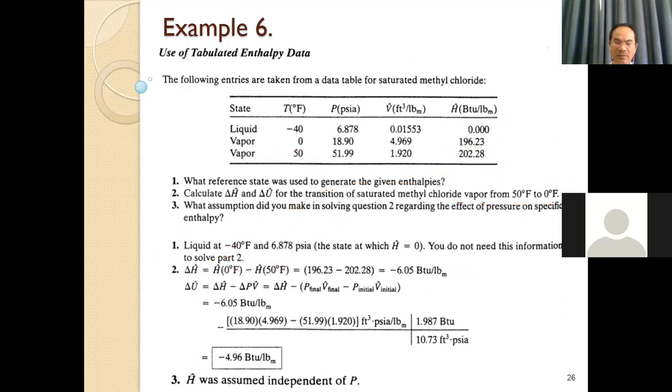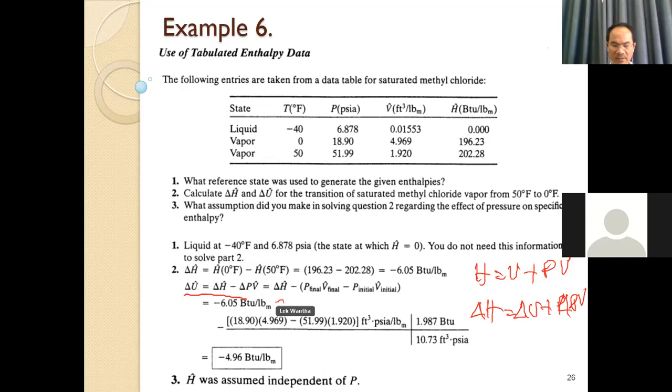Then you calculate the internal energy. From the definition of enthalpy, H equals U plus PV, so delta H equals delta U plus delta PV. You can calculate delta U equal to delta H minus delta PV. This is delta H. PV is PV final minus PV initial. And delta H equals this value.